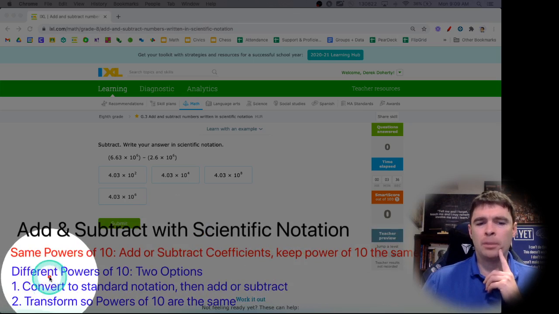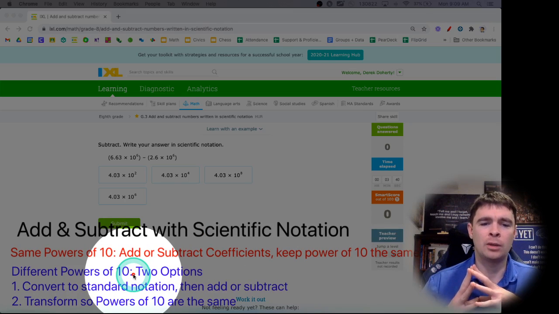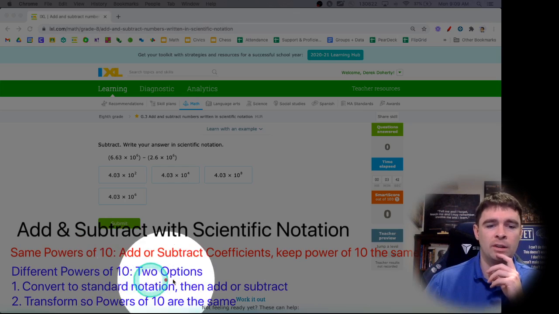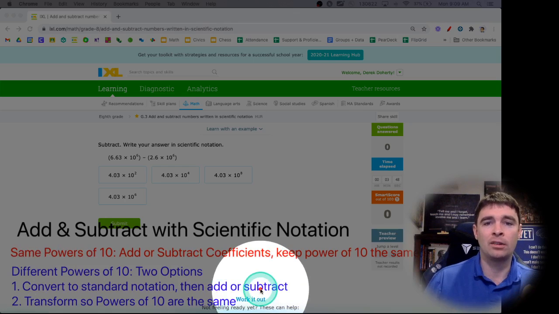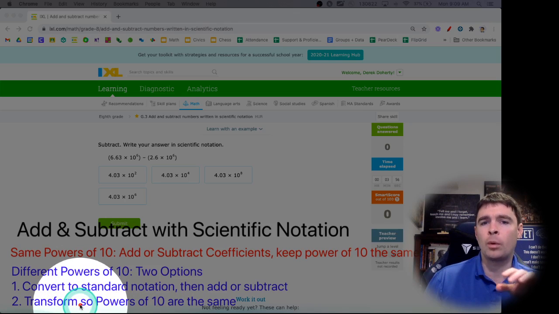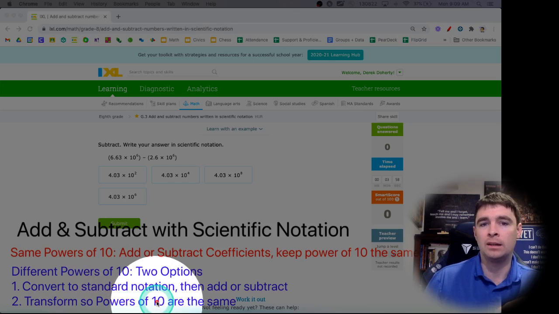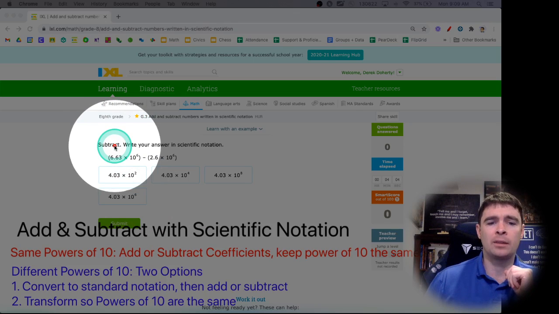If they have different powers of 10, it's probably a tougher problem, and you have two options. One option is to convert them into standard form, the way we've always written numbers, and then just add or subtract, but it's going to be a big long number. The other option is a more complicated idea at first. You can transform the numbers to have the same power of 10, and we'll talk about that when it comes up.